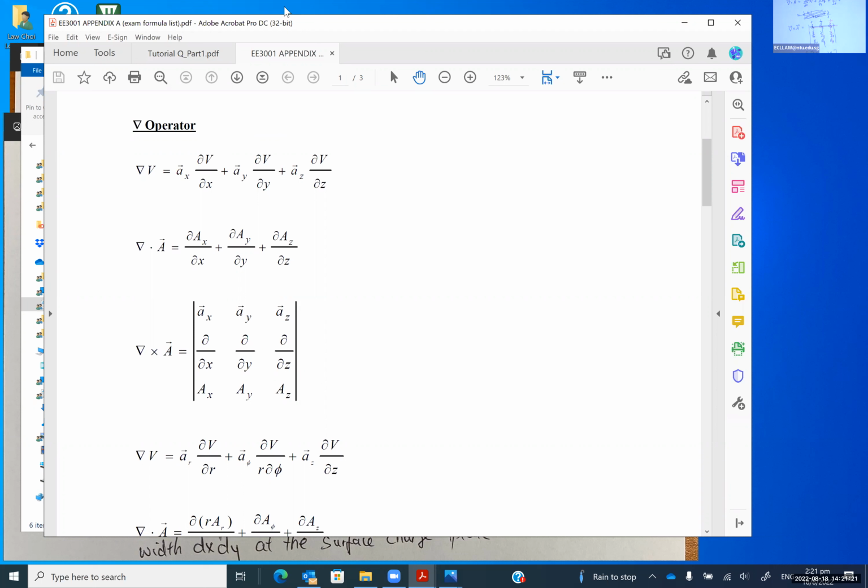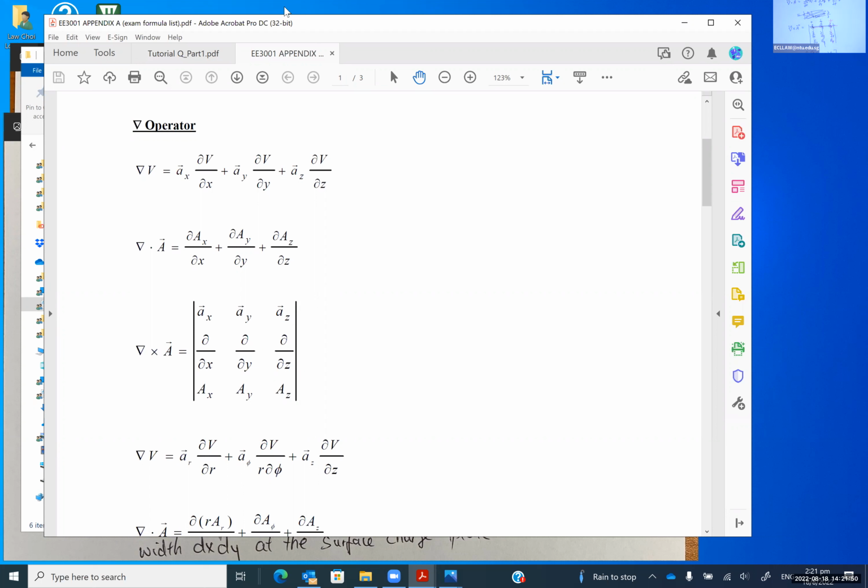Del is a vector. That's why, for me, I would like to write it with an arrow on top to remind myself it is a vector. Del cross a vector. These are all in Cartesian coordinates. Therefore, the top row is ax, ay, az, as we said earlier, given in your appendix. The next row is your del vector, so you have del x, del y, del z.